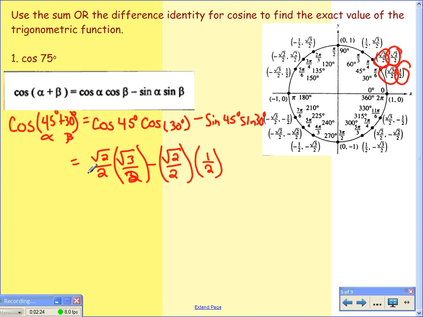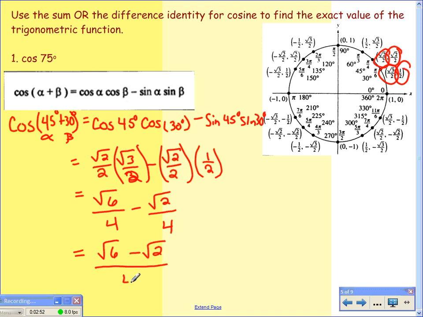And we know with fractions, we multiply straight across the top, straight across the bottom. So the square root of 2 times the square root of 3 is the square root of 6, not square root of 5. We don't add them. And 2 times 2 is 4, minus square root of 2 times 1 is square root of 2, over 2 times 2, which is 4. We have a common denominator, so a simpler way of writing this would be square root of 6 minus square root of 2 all over 4. And we're done. Voila. Moving on to example 2.